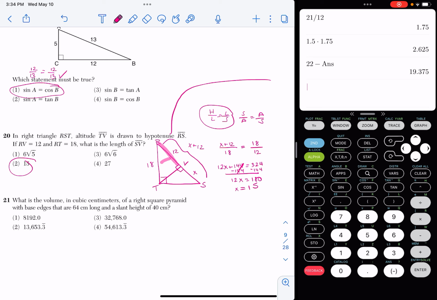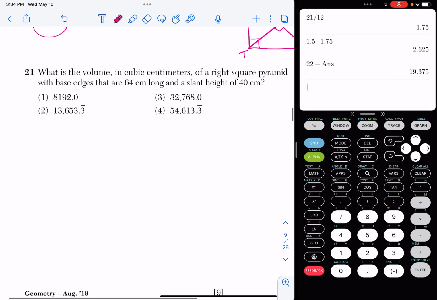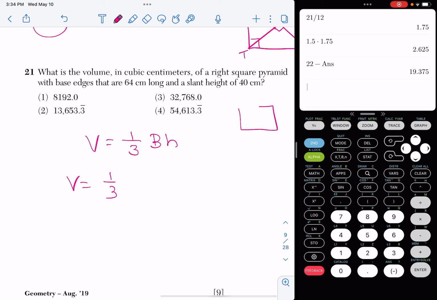21, what is the volume in cubic centimeters of a right square pyramid with base edges 64 centimeters long and a slant height of 40? All right, so if I have volume, I'm going to go to my reference sheet and grab that volume formula. So it's 1/3 capital B times H. Capital B is area of the base. We know the base in this picture is a square, and all sides are 64. So the area of a square with side 64 is 64 times itself, or 64 squared, right? Think about it, it's length times width, so 64 times 64.